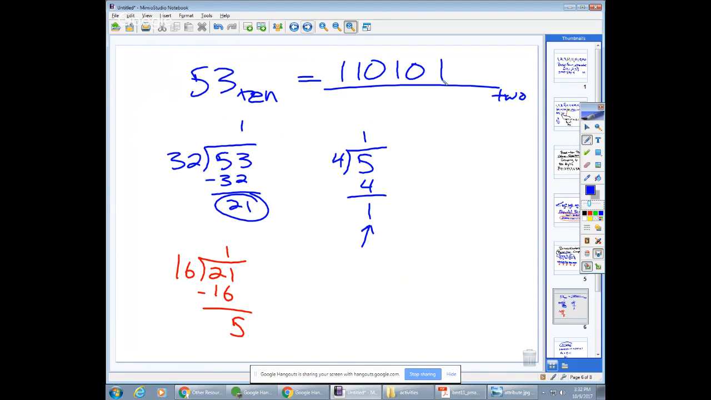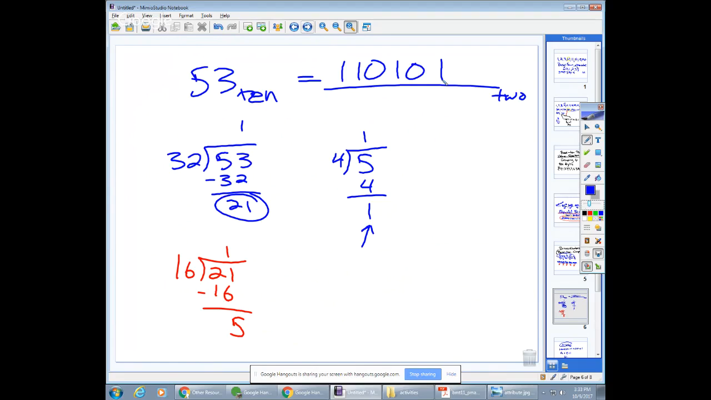So my claim is 1, 1, 0, 1, 0, 1 in base 2 means the same thing as 53 if I did that right. Could I have screwed this up? How many people do this often? Besides Tiffany. No. Yeah, I don't do it often either. I could have totally screwed this up.